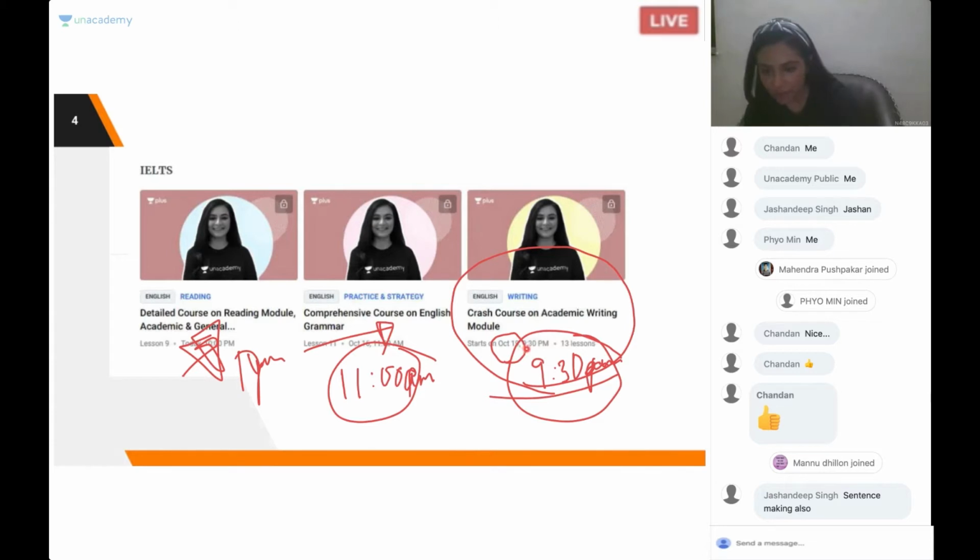Jashandeep says sentence making also. Are you talking about the reading module? There's one category, sentence completion sort of a question. What exactly are you talking about? Are you talking about in terms of grammar?